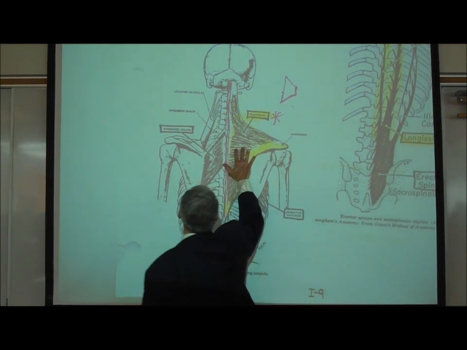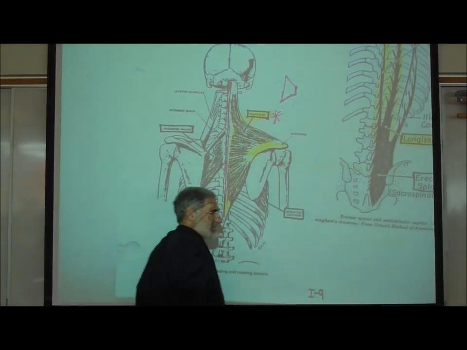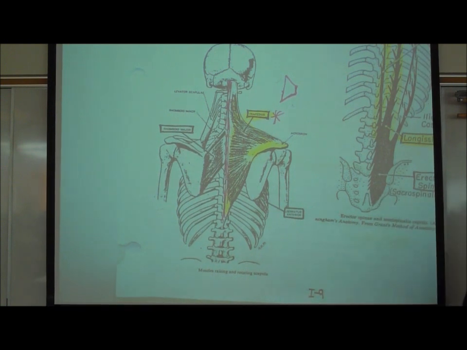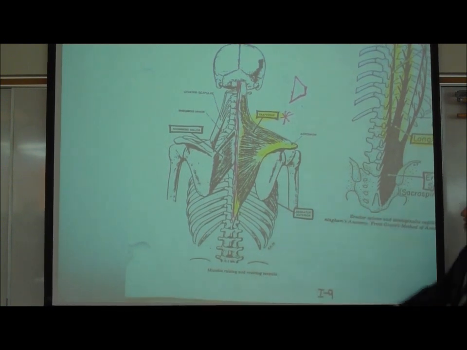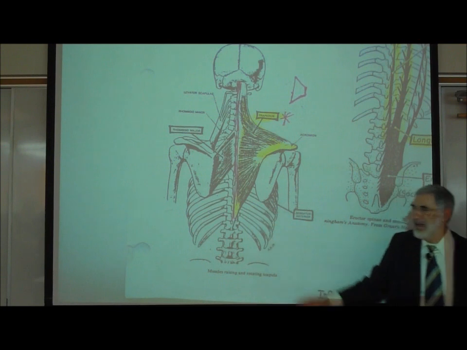The most important of the three is the trapezius. That's the biggest and most important of the three. The other two are the rhomboideus and the serratus anterior.